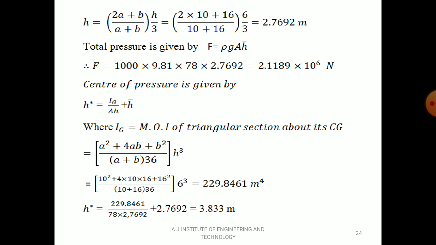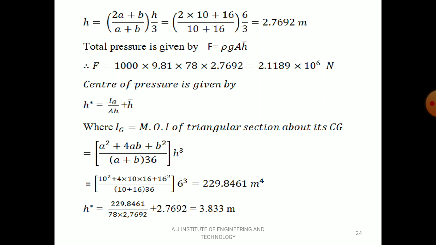Therefore total pressure is given by F equal to rho G A into H bar. So therefore F equal to 1000 into 9.81 into 78 into 2.7692. So that is equal to 2.1189 into 10 to the power 6 Newton.